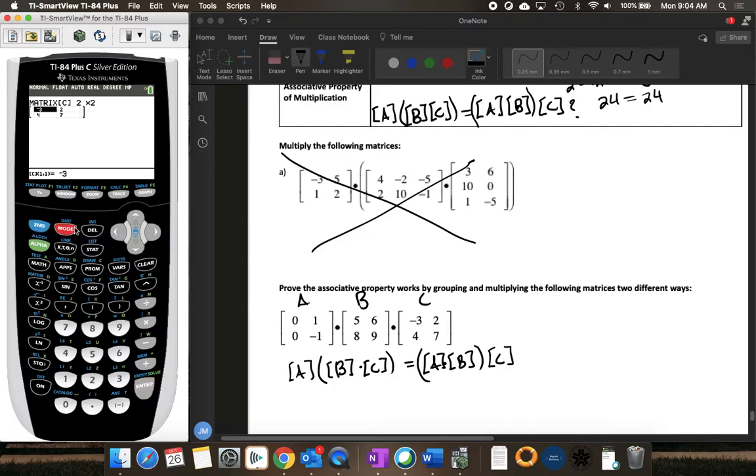So the first way that we're going to multiply these together is we're going to take matrix A multiplied by, in parentheses, matrix B multiplied by matrix C. And when we do that, we get invalid dimensions. So let's take a look and see. I might have typed something in wrong here. So matrix A multiplied by B times C. Let me go back into my matrix menu. And we get 2 by 2, 2 by 2, 2 by 2. It should have worked. So let me see what's going on here. In fact, let's try doing this. Let's go ahead and try putting the multiplication signs in there.